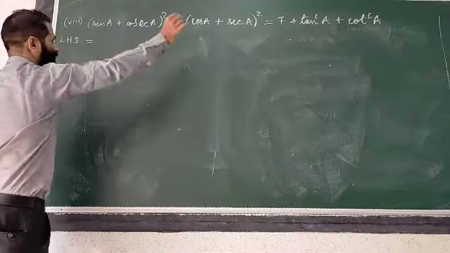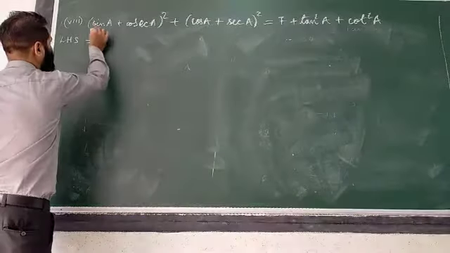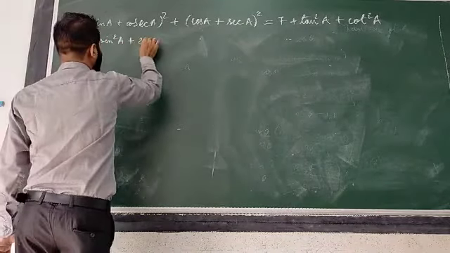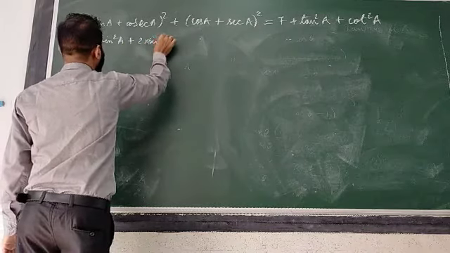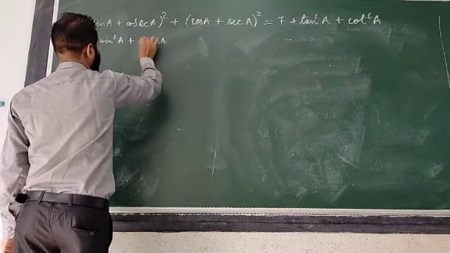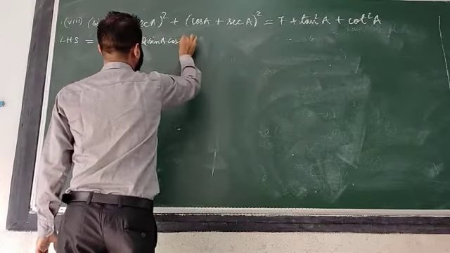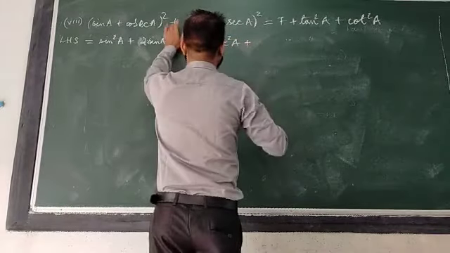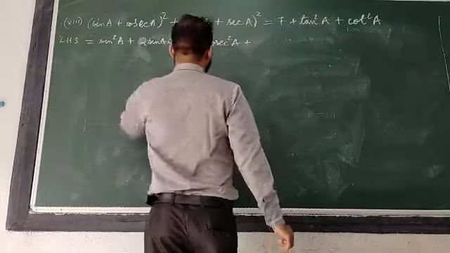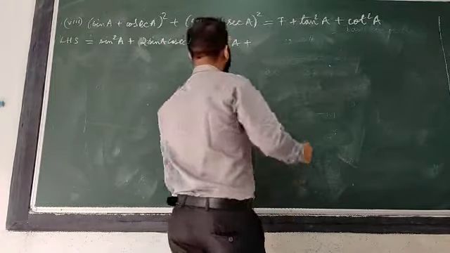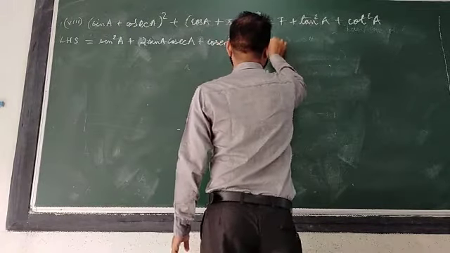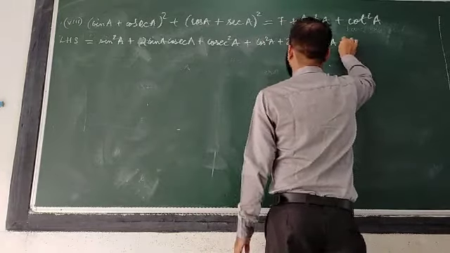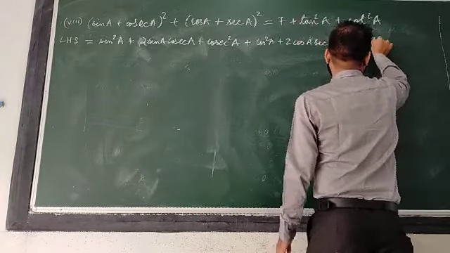So we will apply a plus b whole square, a square plus 2ab plus b square. Plus, there is a plus, so I am removing the bracket directly. If there would be minus, the sign will be changed. So this is cos square a plus 2 cos a sec a plus sec square a. Okay?